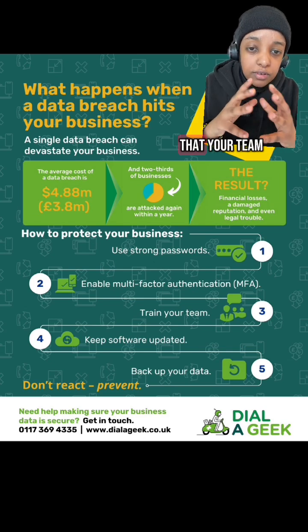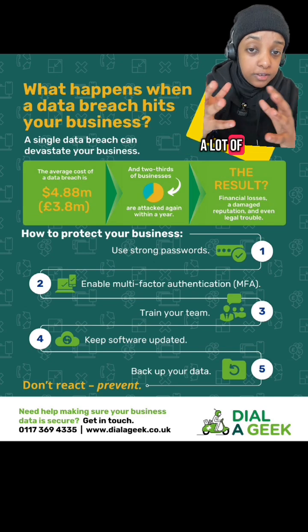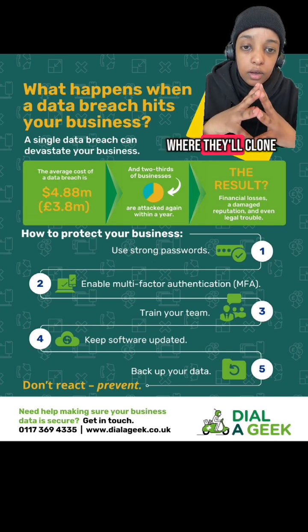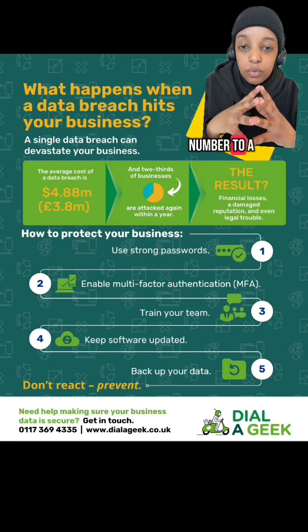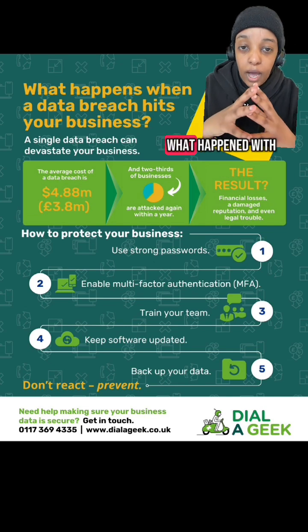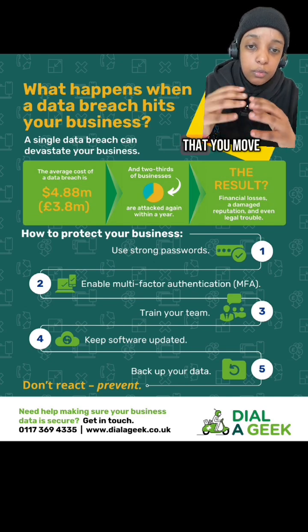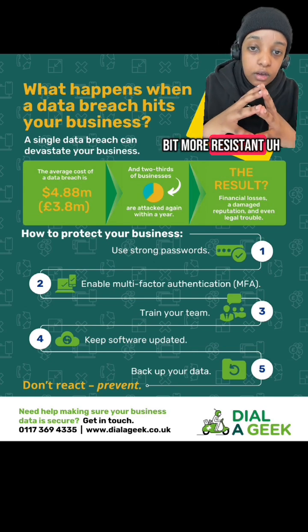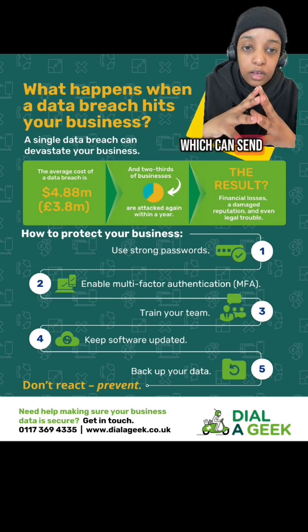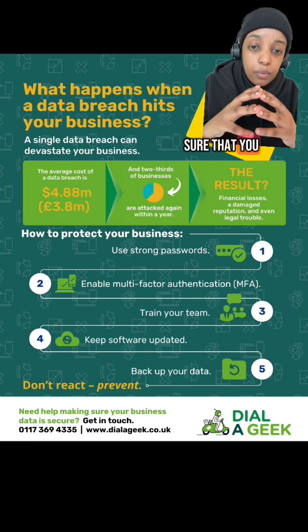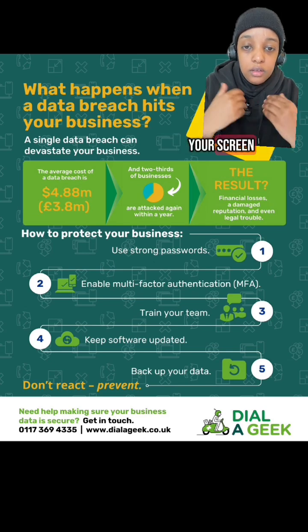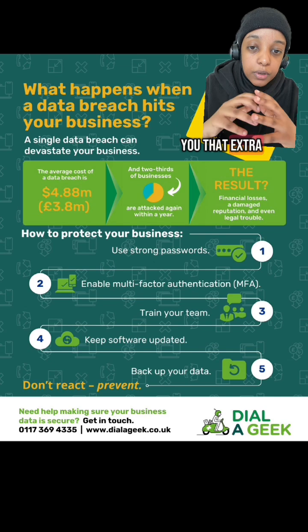Make sure that your team isn't relying on SMS, because there are a lot of SIM swap attacks happening lately where they'll port your number to a different SIM and the code comes through to them. So this is what happened with M&S, and you need to make sure that you move to something a bit more resistant, something like the Authenticator app, which can send a token or number matching, which makes sure that you match the number that appears on your screen. This gives you that extra bit of protection.